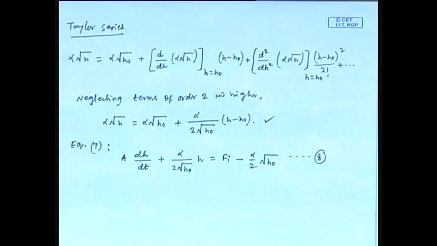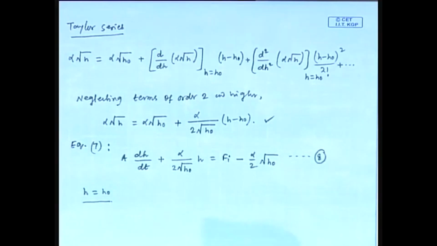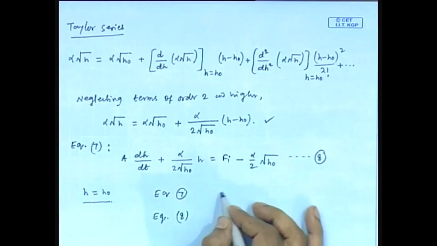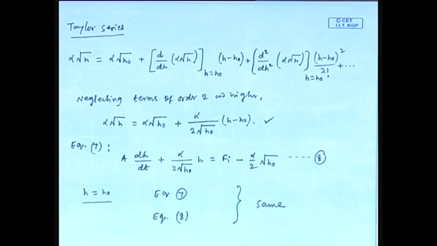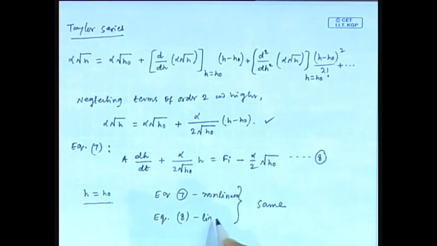Now, if we substitute h equals h naught, equations 7 and 8 are identical, you see. Equation 7 represents the nonlinear form and equation 8 represents the linear form. Exactly at h naught they are identical. Fine. So, that is why we have mentioned earlier that the linear approximation is satisfactory when x is very close to x naught. So, this is the linearization.